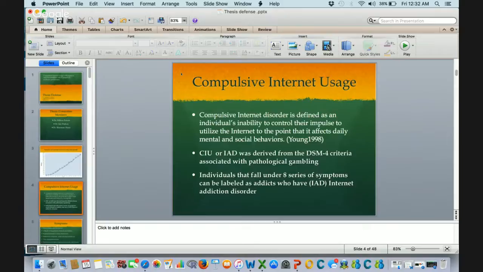Compulsive internet disorder is defined as an individual's inability to control their impulse to utilize the internet to the point that it affects daily mental and social behaviors. Compulsive internet usage or internet addiction disorder was derived from the DSM-4 criteria associated with pathological gambling, and individuals who fell under 8 symptoms are classified as internet addicts.